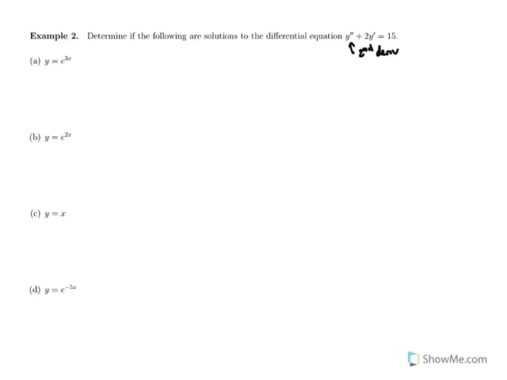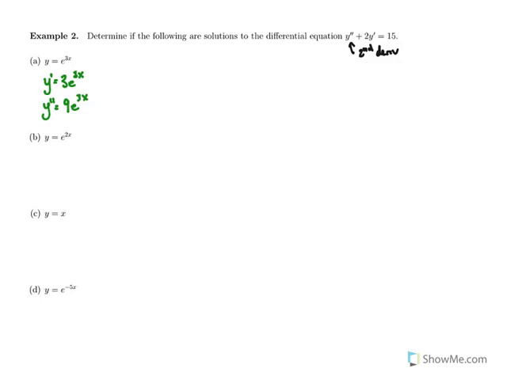So we have four things we're going to check are solutions or not. The first is y equals e to the 3x. So to plug this in, we're going to need to find the derivative and the second derivative of this function. The derivative of e to the 3x is 3e to the 3x. And the second derivative is going to be 9e to the 3x.